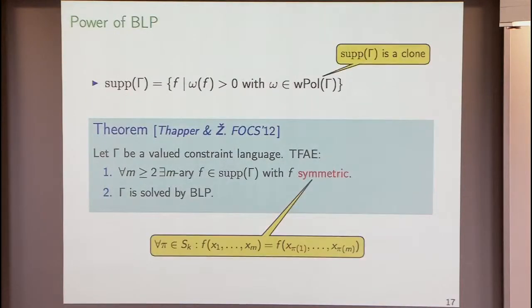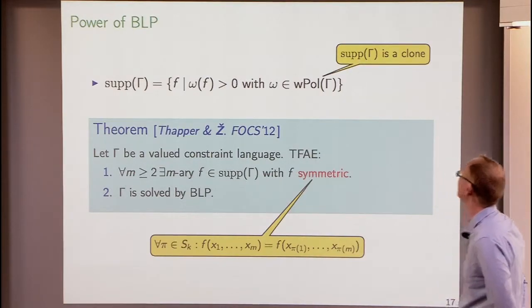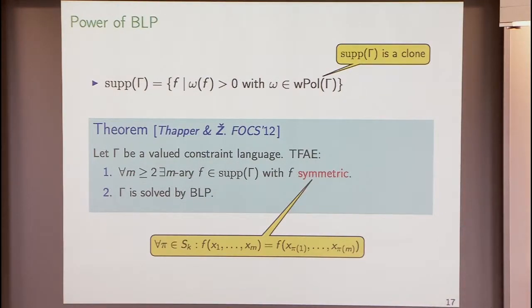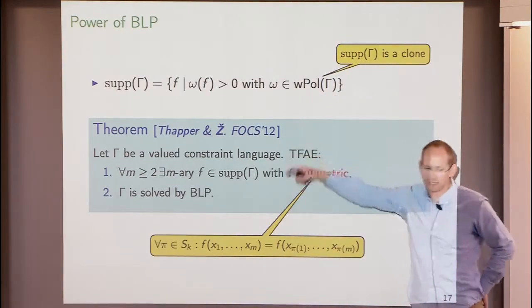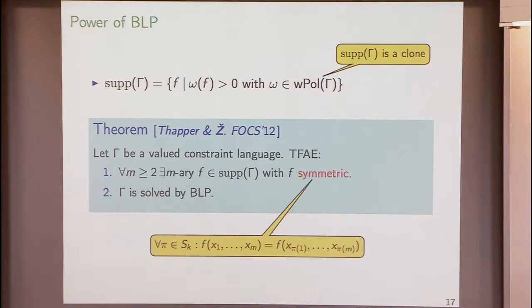Sorry, can I ask you, this with omega, that's an exists? It means support of gamma is the set of f such that there is... Yeah, such that there exists omega, a weighted polymorphism of gamma, and that omega assigns a positive weight to f. Thank you. Questions?